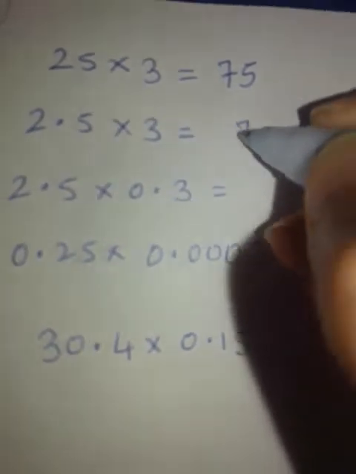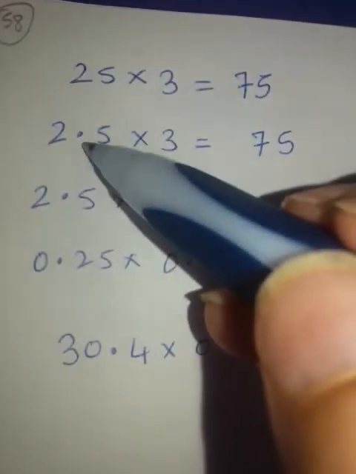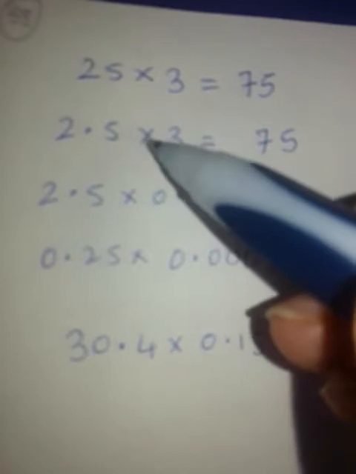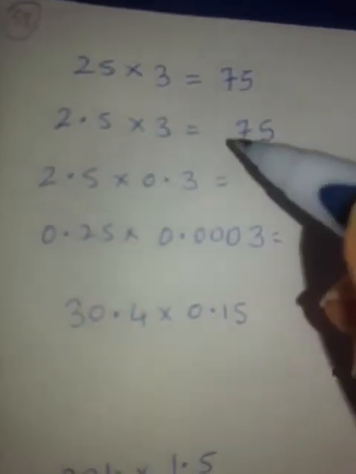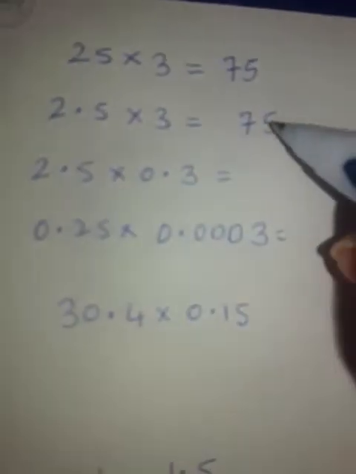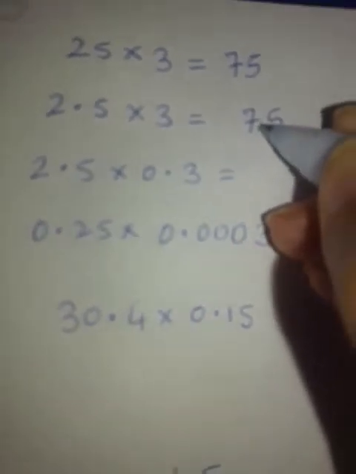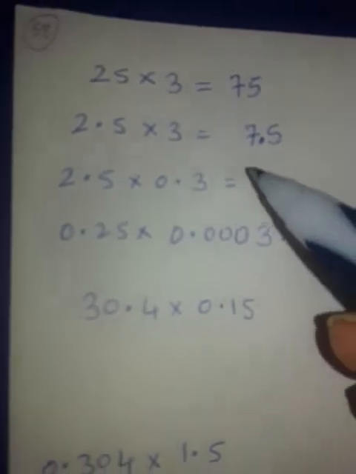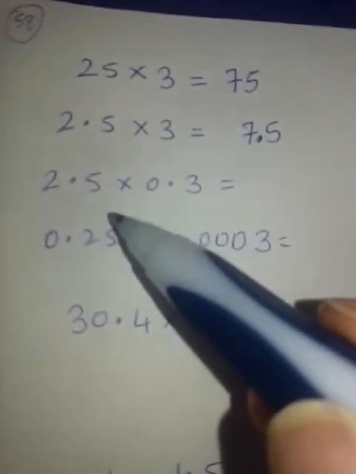25 threes are 75. And then count the decimal places. That is, after the decimal point, how many places are there? Here there is only 1. So in this answer, from the right side, count that many decimal places. Here it was 1. So here also from the right side, only 1 decimal place. So give a decimal point here. Your answer is 7.5.